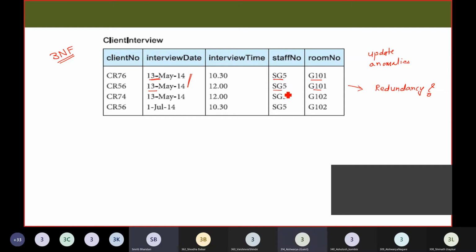Yes, ma'am. So if the same staff member is conducting more than one interview on the same date, obviously that staff member is allocated the same room number. So if for this particular staff member I have 10 entries on the same date, because the staff member is conducting 10 interviews, let us assume, then this room number will be repeated 10 times. Is that correct?